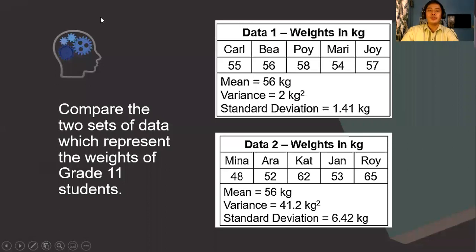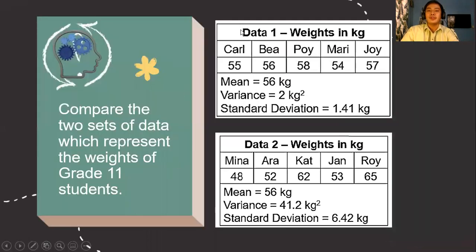Observe these two sets of data that we have. For data number 1, we have Carl, Wade, Bea, Boy, Mary, and Joyce. The mean weight of these students is 56 kilograms, or this is the average weight.